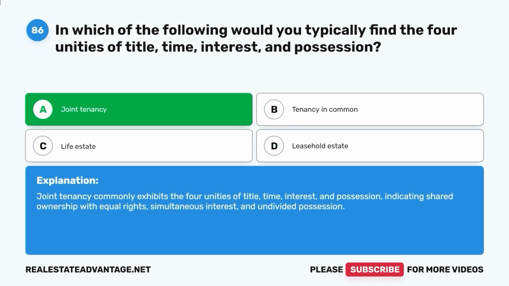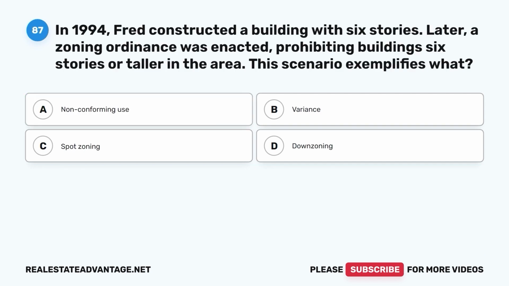Joint tenancy commonly exhibits the four unities of title, time, interest, and possession, indicating shared ownership with equal rights, simultaneous interest, and undivided possession. Question 87. In 1994, Fred constructed a building with 6 stories. Later, a zoning ordinance was enacted, prohibiting buildings 6 stories or taller in the area.